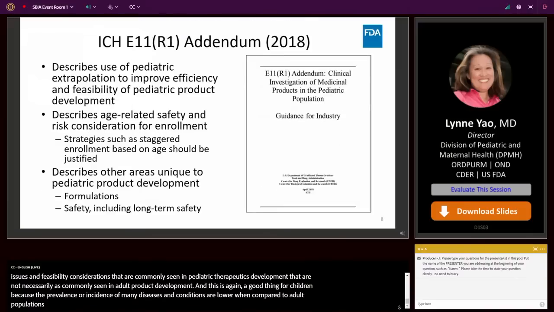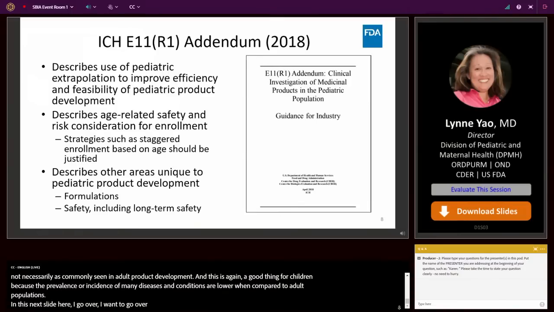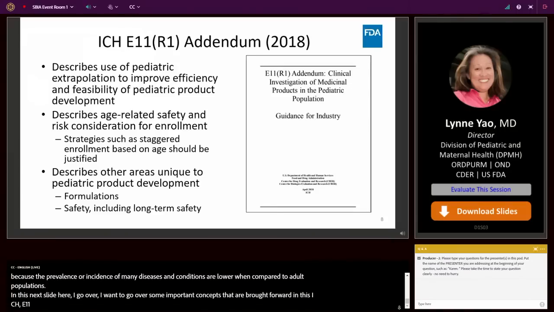In this next slide here, I want to go over some important concepts that are brought forward in this ICH E11R1 addendum document that I had mentioned a couple of slides ago related to the foundational principles.